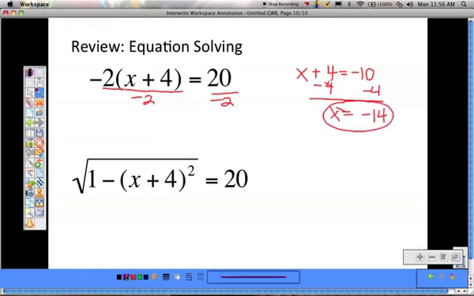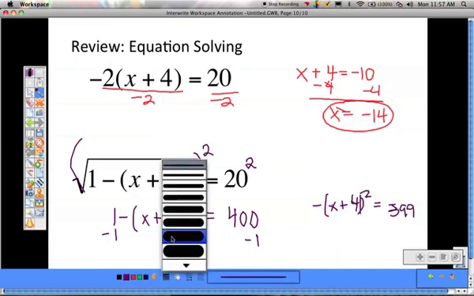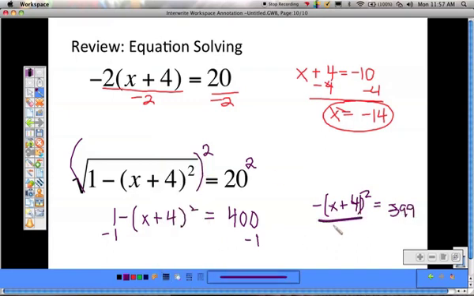But what happens if you have a square root sign? How do you get rid of that? Well, the opposite of the square root sign is squaring it. So you'll get 1 minus x plus 4 squared equals 400. You would get negative x plus 4 squared equals negative 399. I'm going to make this thicker. All right, divide each side by a -1. You would get x plus 4.